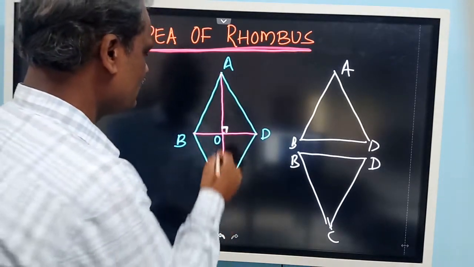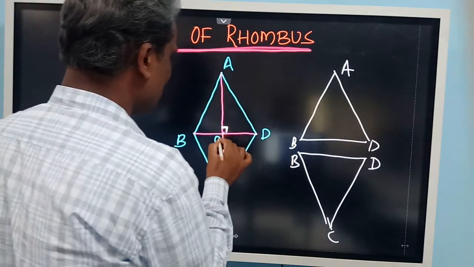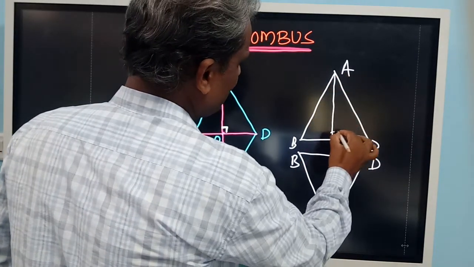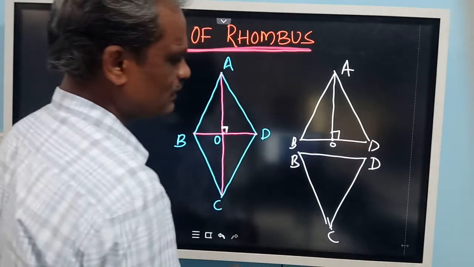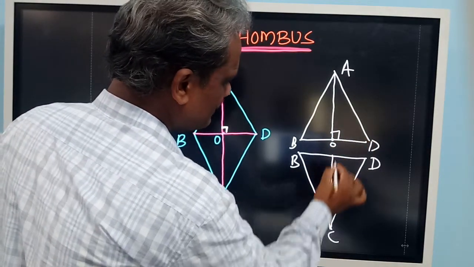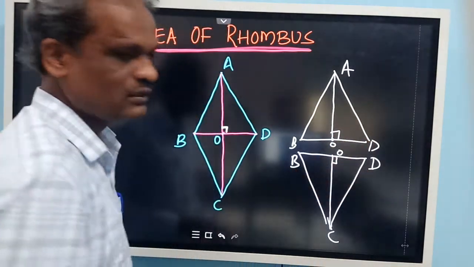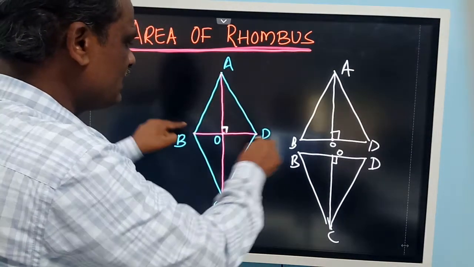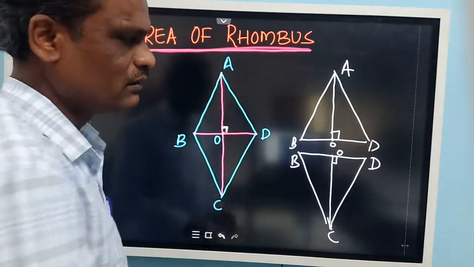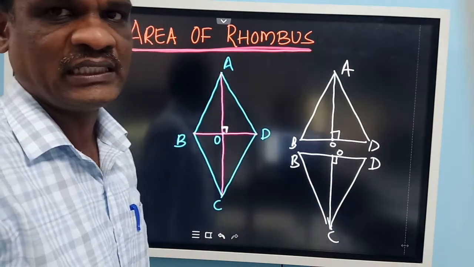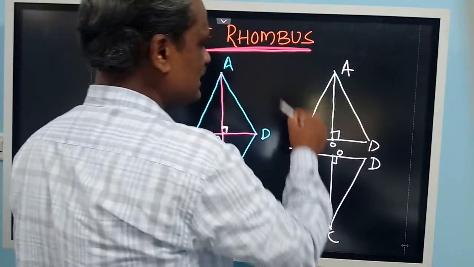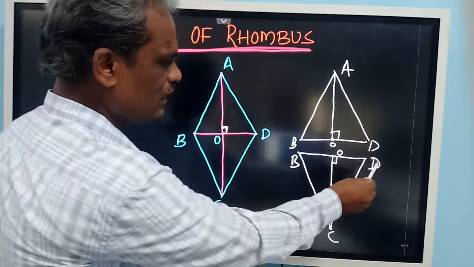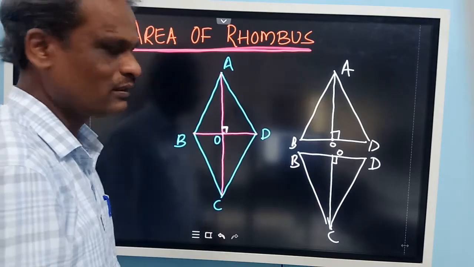How to find the area? This O is the midpoint of this diagonal BD. So O will be here, and this will be a 90-degree angle. This is 90 degrees. So here also O will be here. This is O and this is 90 degrees. To find out the area of this rhombus, you can add the area of ABD and the area of BCD. So how to find the area of this ABD? Half into base into height. Again for this one, half into base into height.